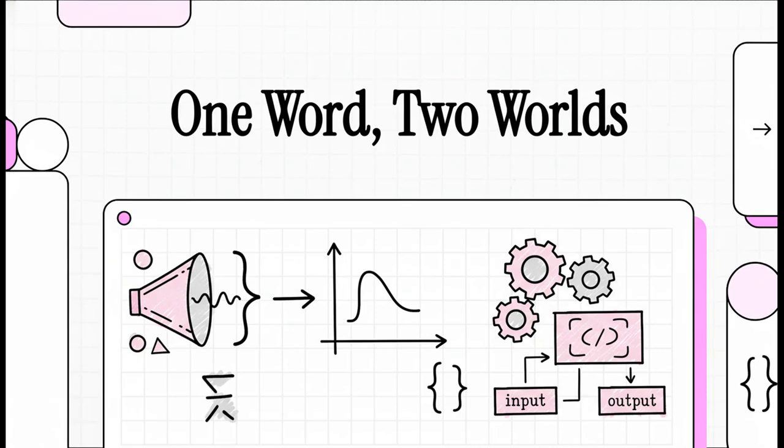All right, let's talk about the word function. It's a simple word, but it's one that bridges two completely different worlds: the abstract world of pure mathematics and the very concrete world of computer programming. We're going to dive into what a function really is and how this one word can mean two things that are surprisingly different yet deeply connected.